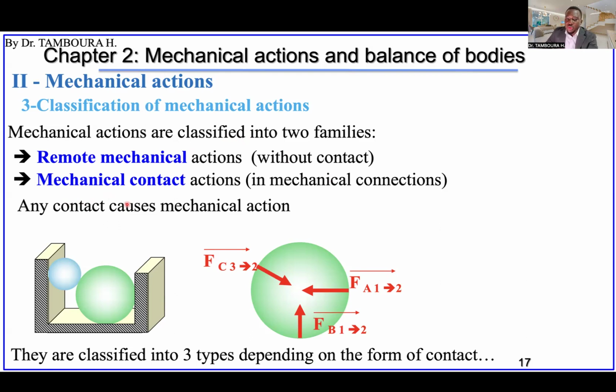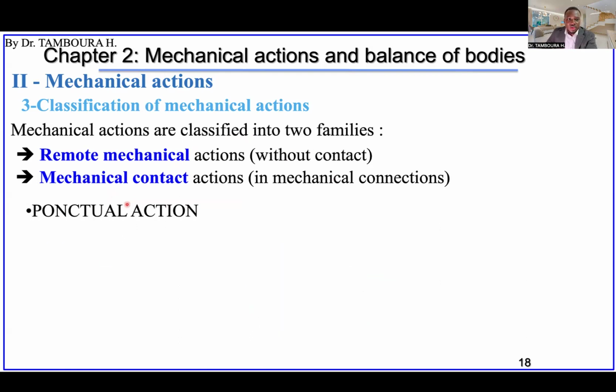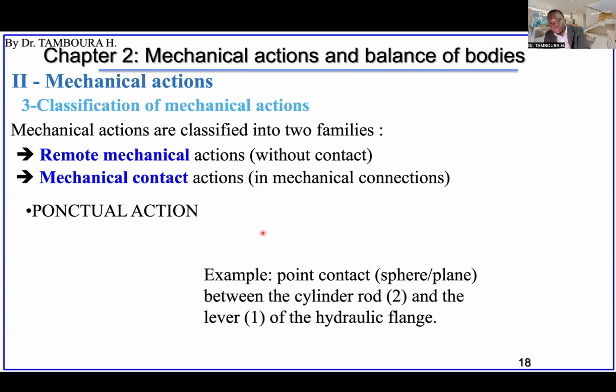Okay, so let's go for the first type of contact, punctual contact, punctual action. That means the contact is at one point, one touch, one single point. Okay, very precise point. That one is easy to determine.